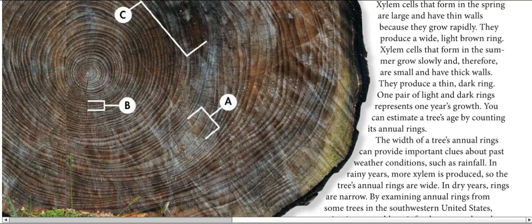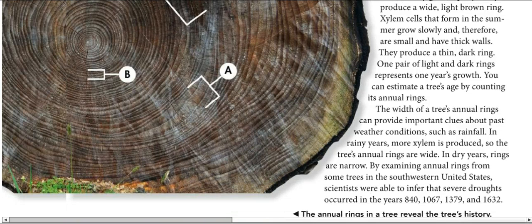You can estimate a tree's age by counting its annual rings. The width of a tree's annual rings can provide important clues about past weather conditions such as rainfall. In rainy years, more xylem is produced, so the tree's annual rings are wide. In dry years, rings are narrow. By examining annual rings from some trees in the southwestern United States, scientists were able to infer that severe droughts occurred in the years 840, 1067, 1379, and 1632. So look at the diagram here of the annual rings of this tree trunk, and you can tell which years there was more water. That would be the lines that are thicker, and the lines that are thinner, there would have been less water.